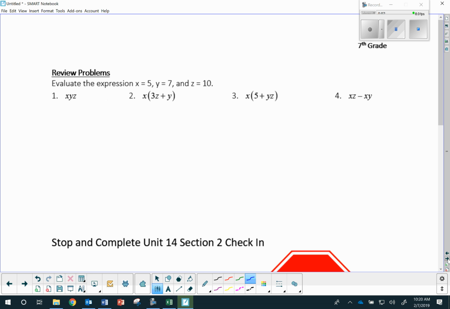All right. Last but not least, there are a few review problems where you're simply going to substitute the given value for the variable into each expression, and you should get a final answer there.